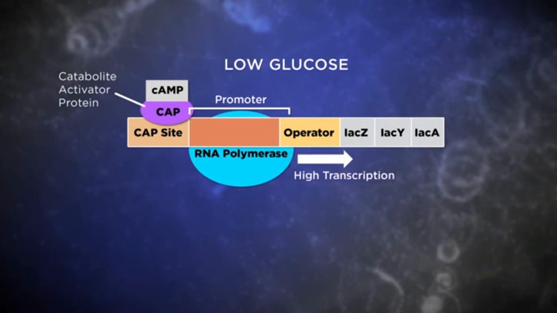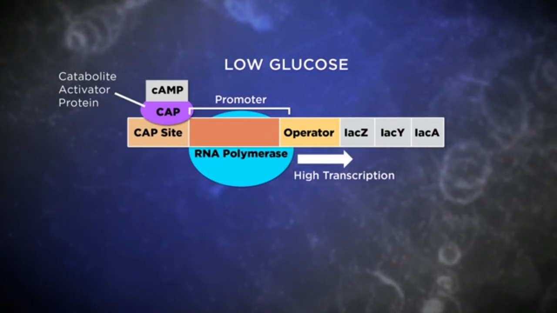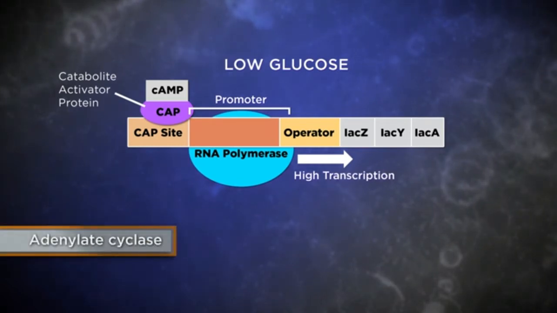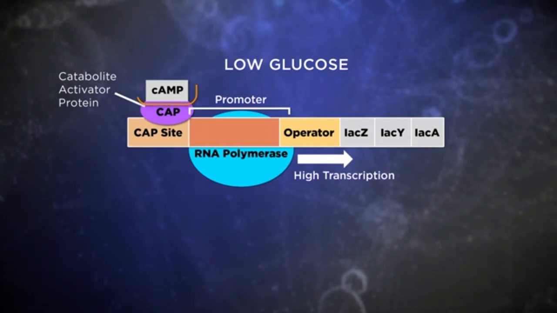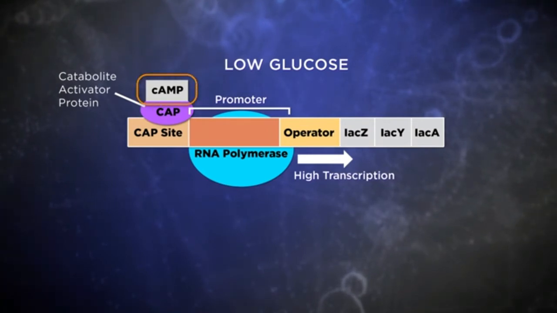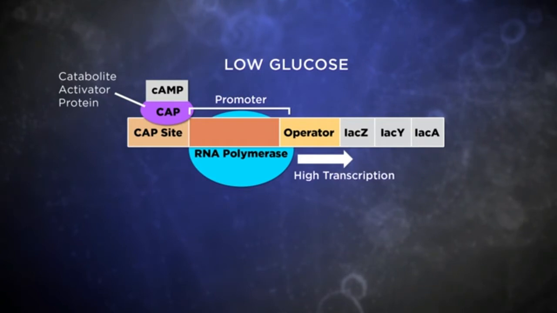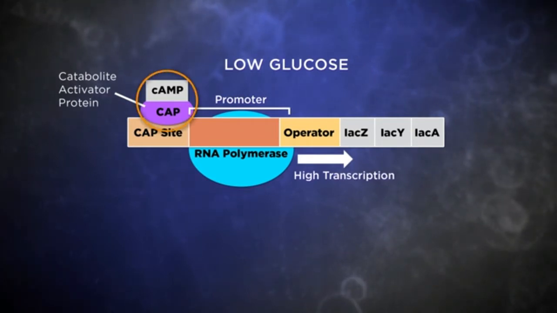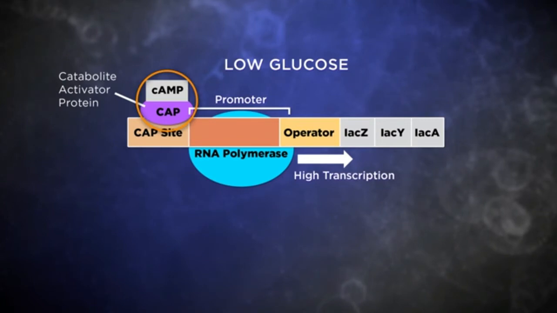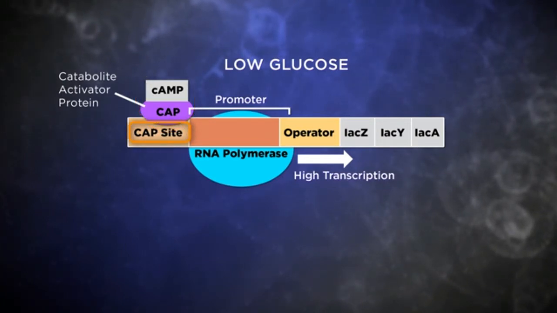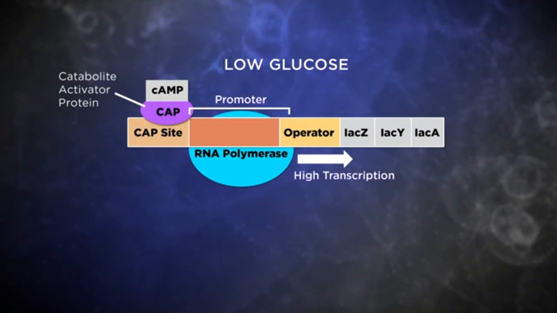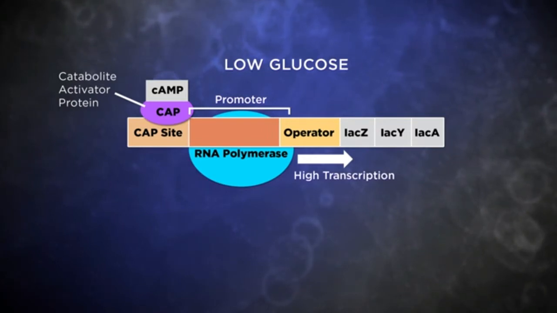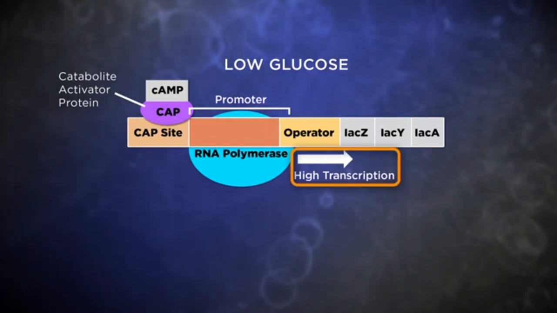What tells CAP that glucose levels are low? Well, when glucose levels are low, an enzyme called adenylate cyclase is activated. This enzyme makes the molecule cyclic AMP, or cAMP. When there's lots of cyclic AMP, it binds to CAP. This leads to a conformational change in CAP that allows it to bind to the CAP binding site. Okay, so CAP is bound near the promoter. When glucose is low, CAP can recruit RNA polymerase to come bind the adjacent lac promoter, and this increases the amount of transcription that occurs.